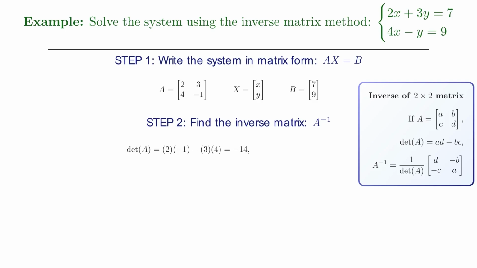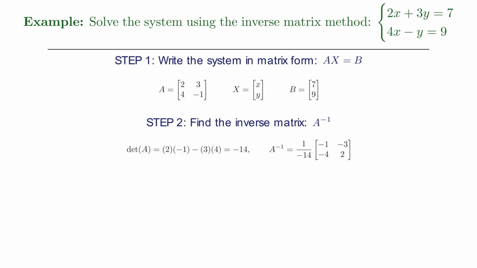And the inverse matrix is going to be 1 over minus 14, because it's 1 over the determinant. And then what we need to do is swap the entries in the diagonal. So we swap the a and the d, in this case swapping the 2 and the minus 1. And then the two remaining entries, the 3 and the 4, we change the signs to make them minus 3 and minus 4. So now we have the inverse for A.